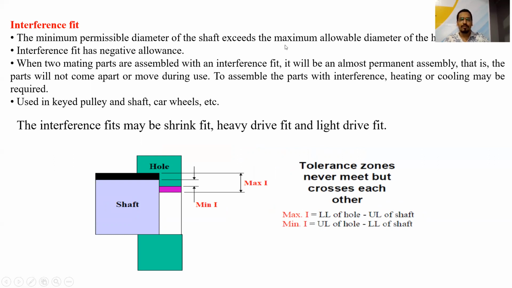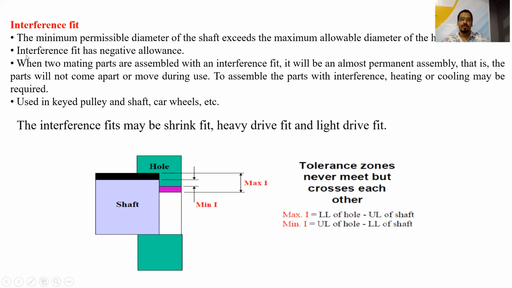So in the case of interference fit, as the name indicates, interference, there is some hindrance. So interference fit always exists when the minimum permissible diameter of the shaft, it means the lower limit of the shaft, is always greater than the maximum allowable diameter of the hole, the upper limit of the hole. So we can say that the minimum limit of the shaft, that is the lower limit of the shaft, is always greater than the upper limit of the hole.